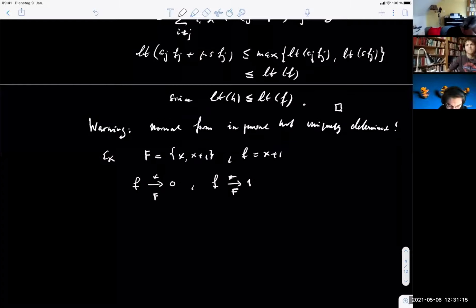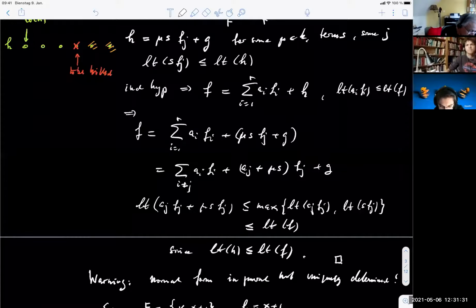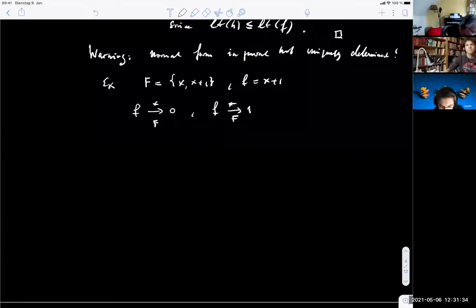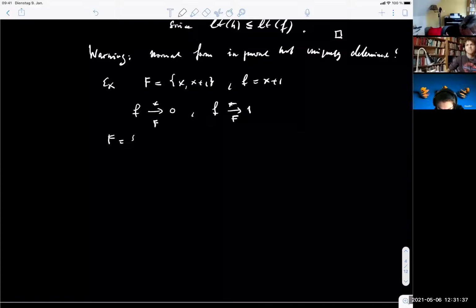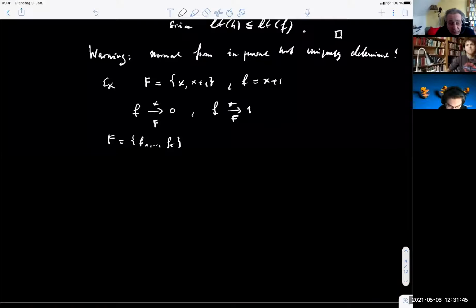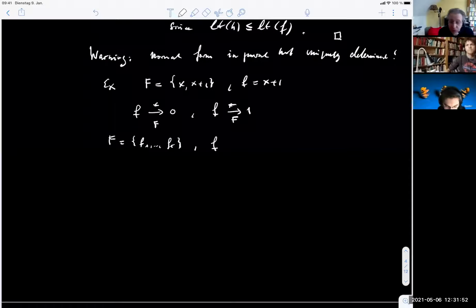Because I also want to talk a little bit about algorithms, it's important to note that we have arrived at the division algorithm. You see, I have my collection of polynomials. When I want to do a reduction, I have to say in which order we have to look at these polynomials. I have this, and then I have a polynomial I want to reduce.